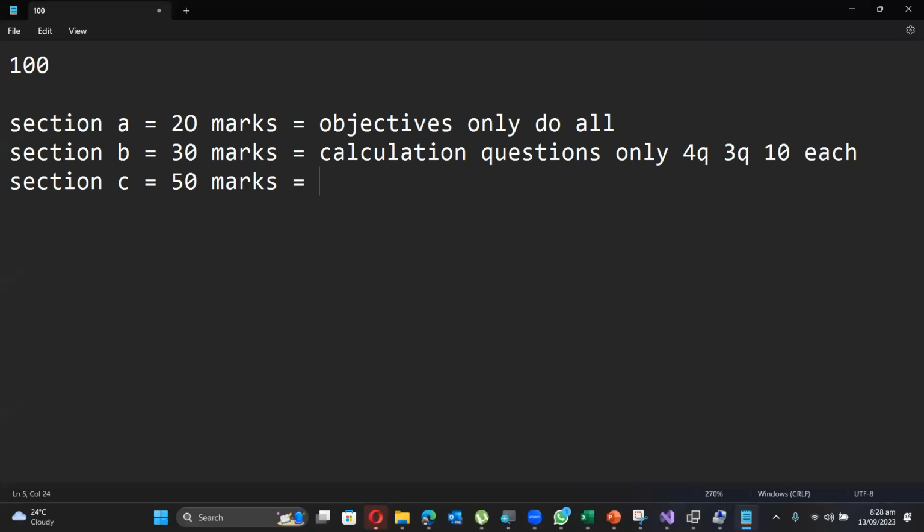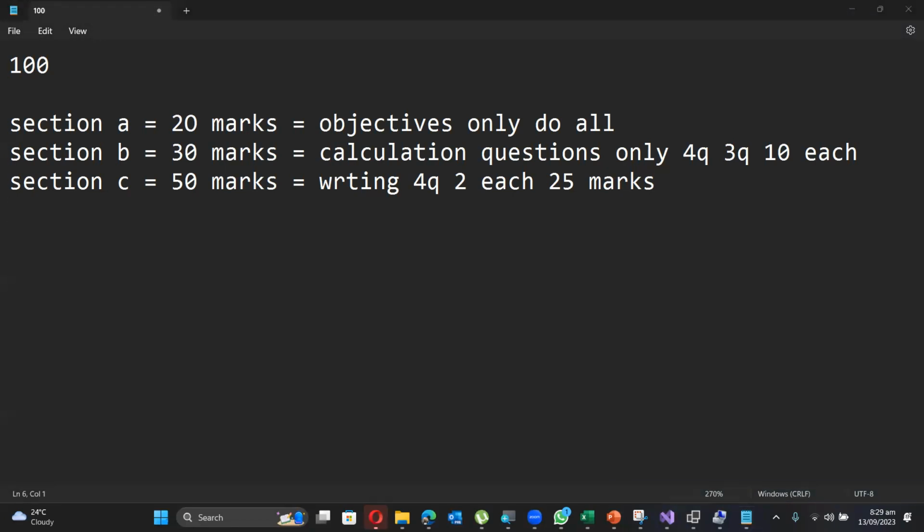The final one is writing. There are 4 questions there. You are to do 2, or any 2 that you want. And each one is 25 marks. I'll pause here for any questions or suggestions.